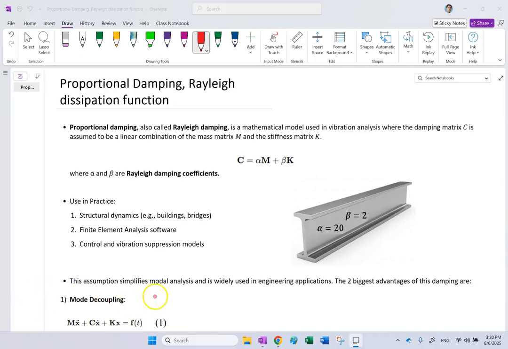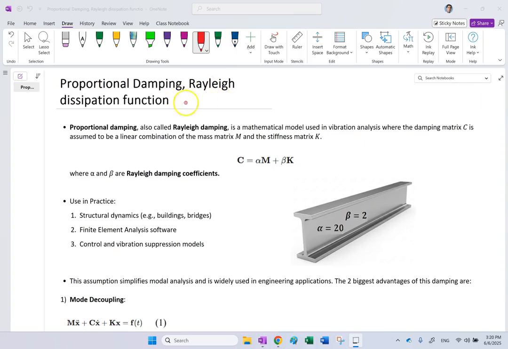Hello everyone. In this video, we are going to talk about two topics, both related to damping. One of them is called proportional or Rayleigh damping, and the other one is called Rayleigh dissipation function. So I can say both topics are related to the name Rayleigh.